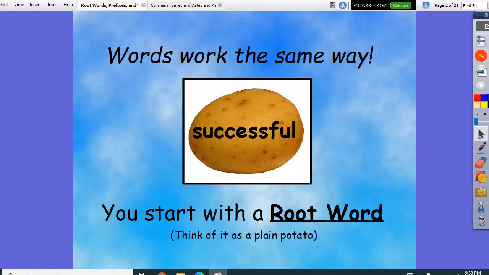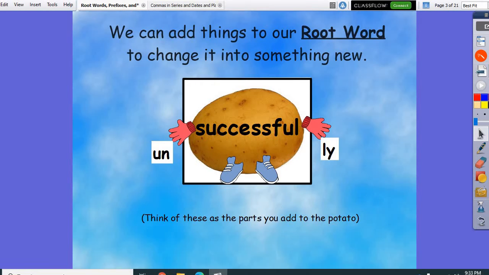So if you remember, the reason we have Mr. Potato Head on this one is because when we add prefixes and suffixes to a word, it's kind of like when you play with a Mr. Potato Head and you add new things to him. Because the regular potato is called the root word, remember? And we're going to add things to it to make new words, just like Mr. Potato Head. When you add something to the beginning of a word, it's called a prefix. And when you add something to the end of a word, it's called a suffix.